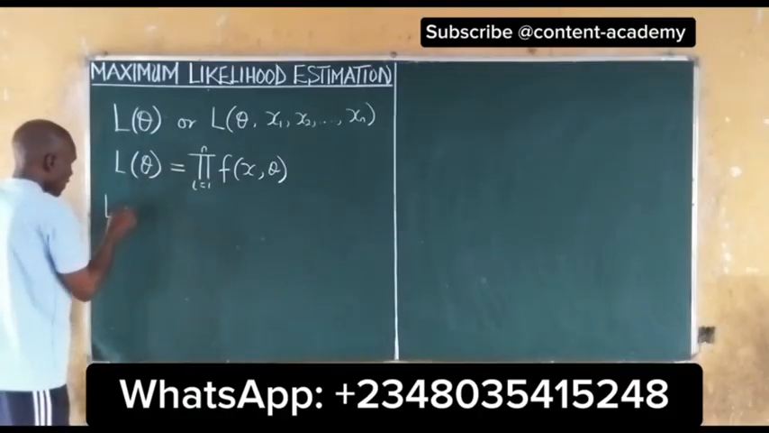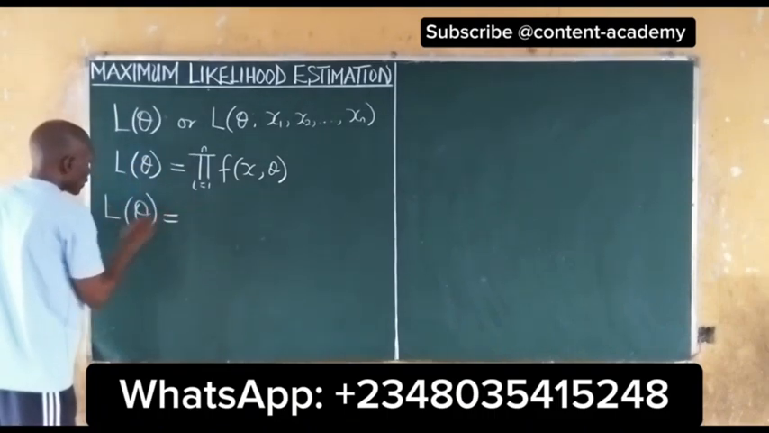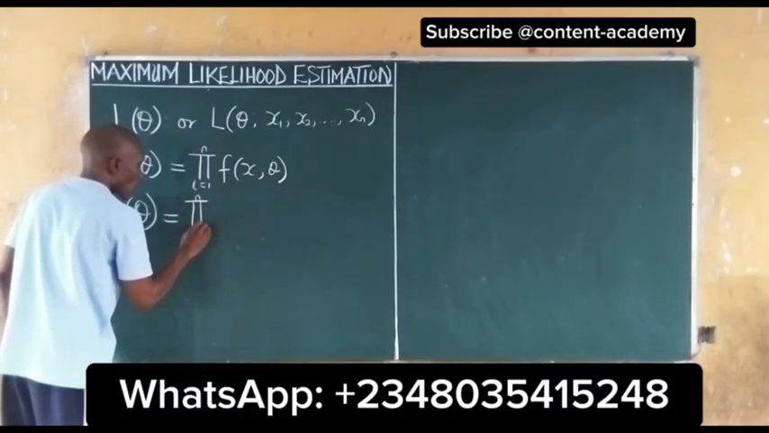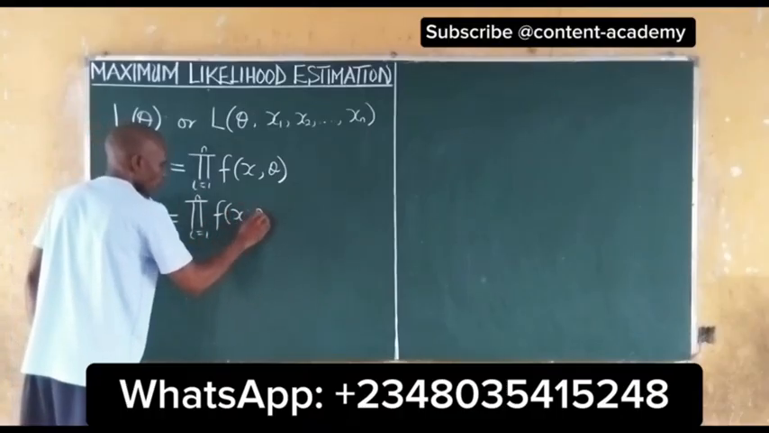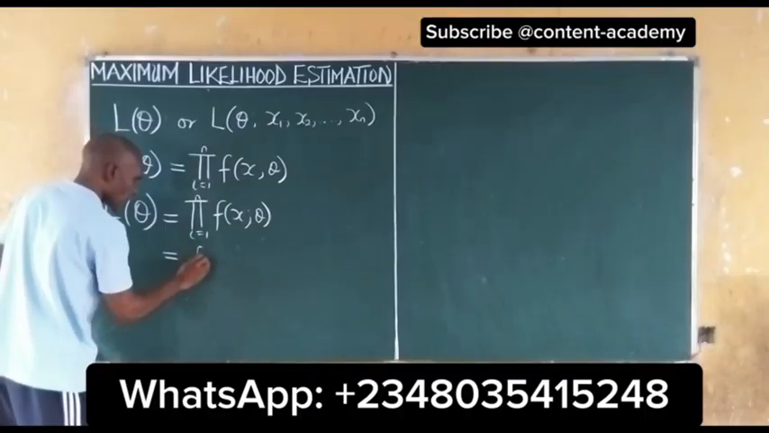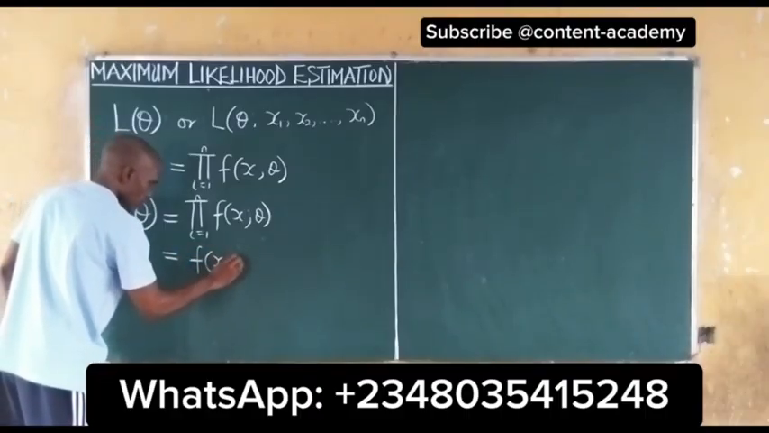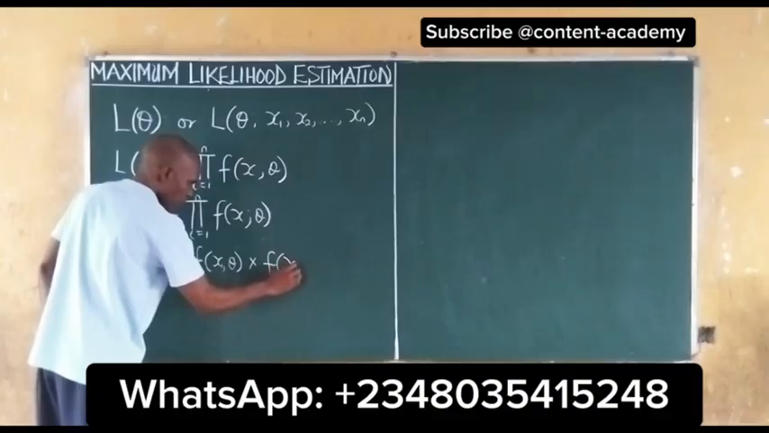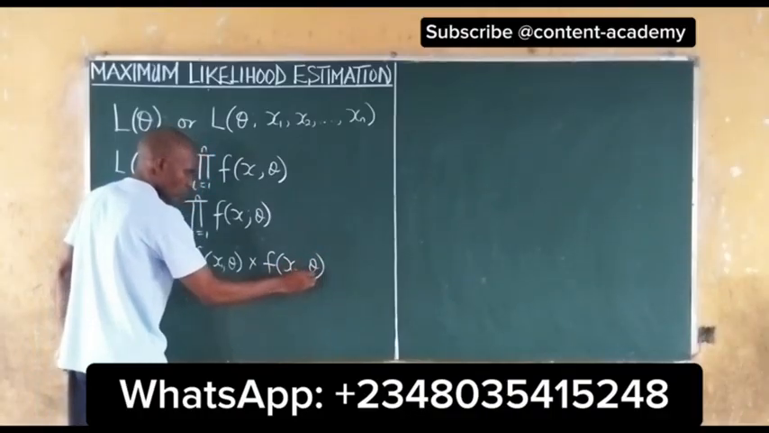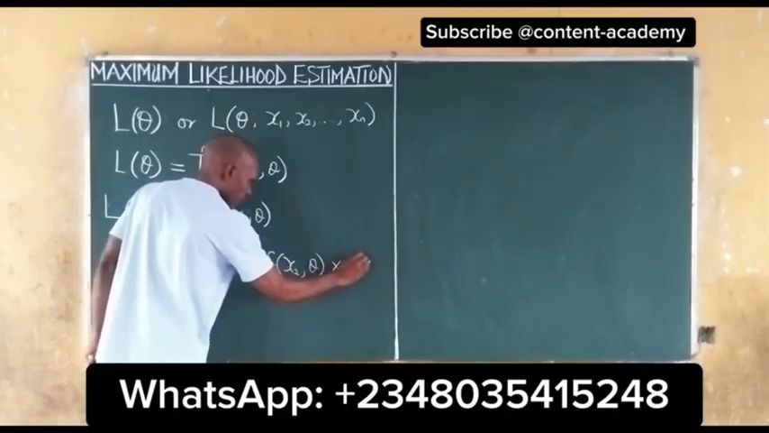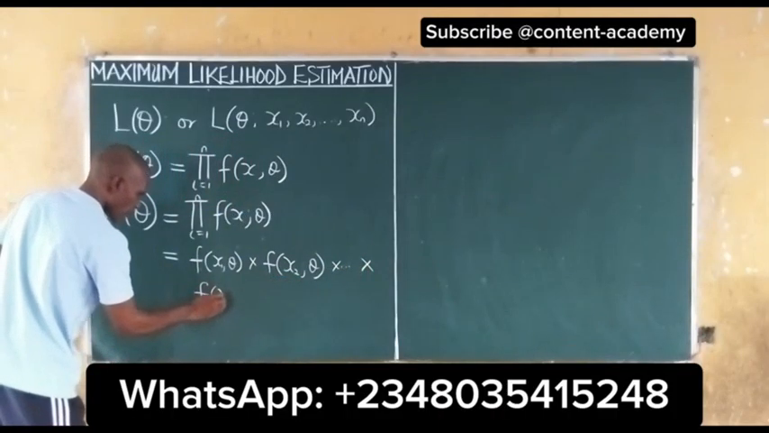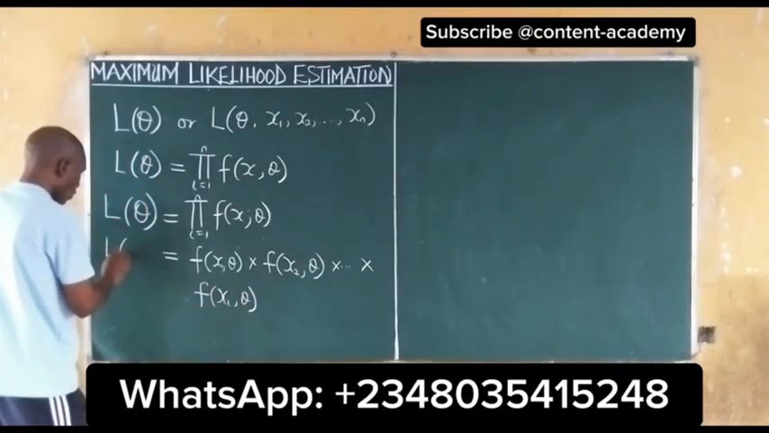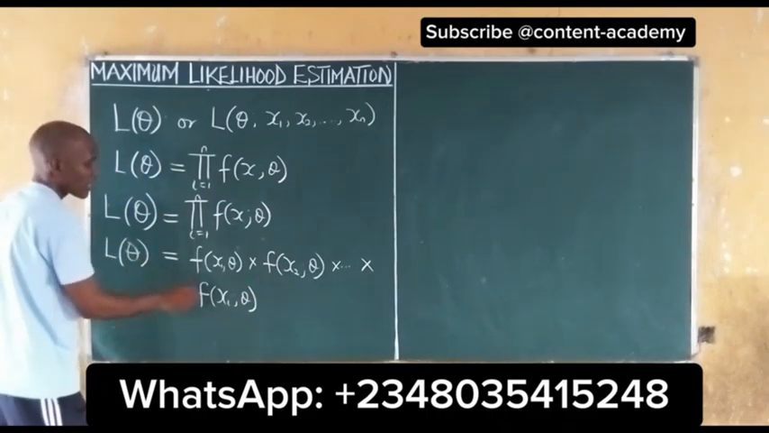Just like we have said here, if the likelihood function is the product as i goes from 1 to n, the joint density becomes f of x1, theta, multiplied by f of x2, theta, multiplied by, it continues like that, to f of xn, theta. So this becomes our maximum likelihood estimation.